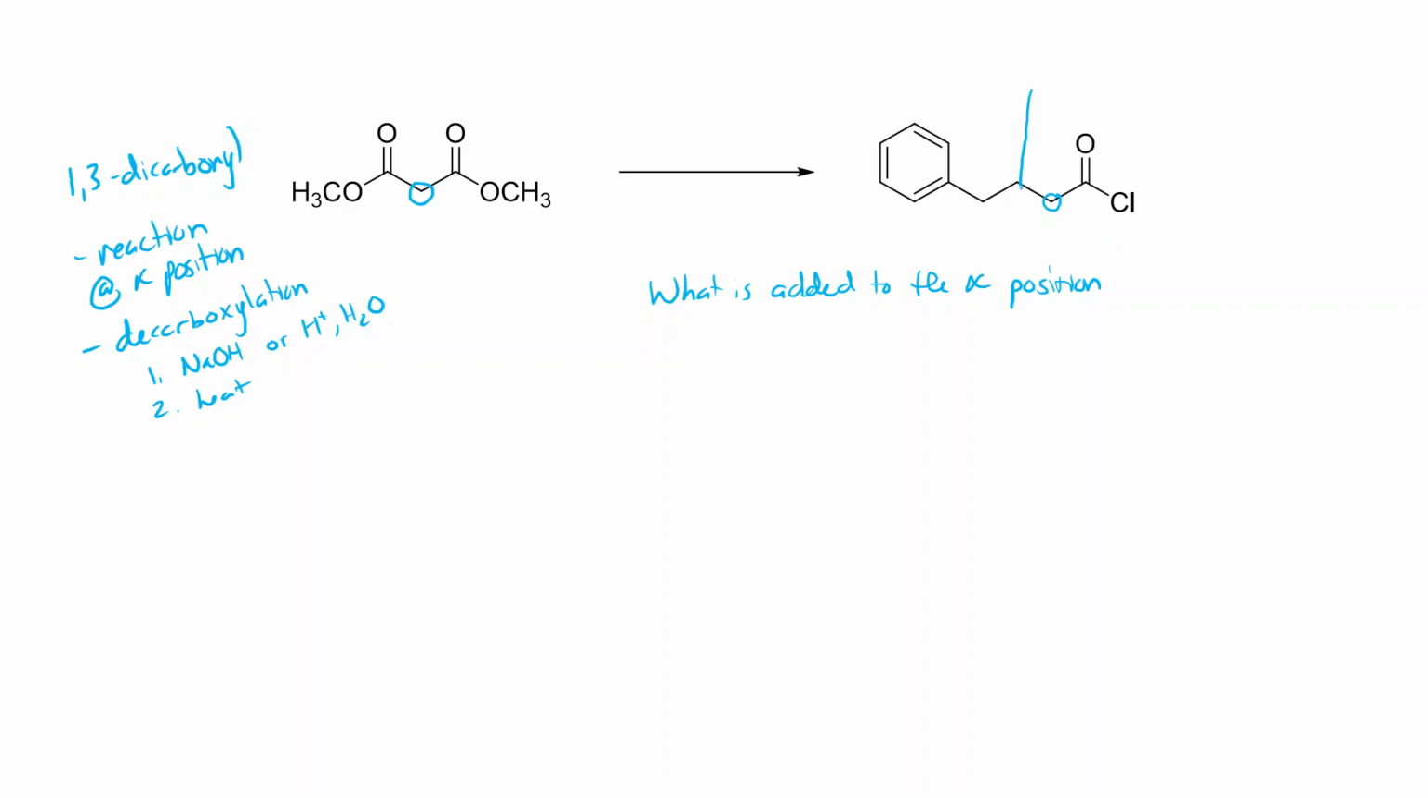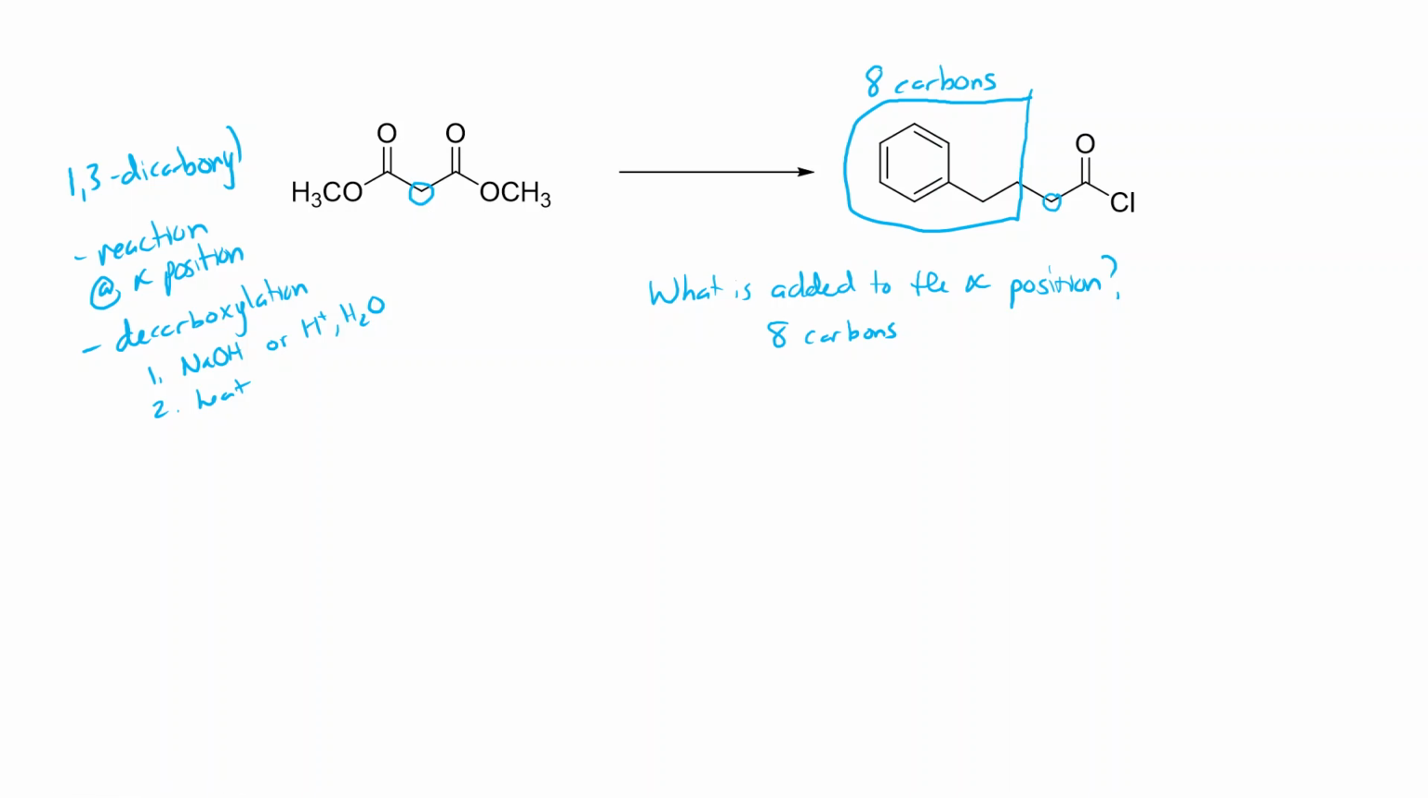So everything to the left of this alpha position, these 8 carbons, is the answer to this question. What's added to the alpha position? 8 carbons are added to the alpha position. And so that should be the first thing that we tackle before we do decarboxylation, before we worry about this acid chloride, because this is a 1,3-dicarbonyl, that makes this alpha position particularly reactive.